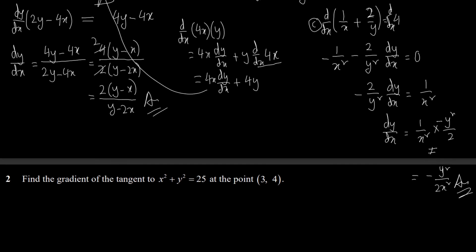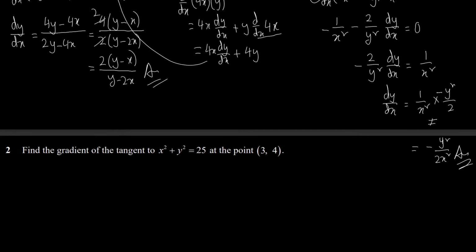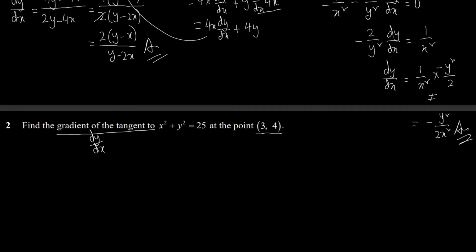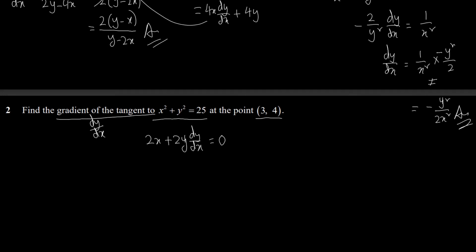Let's say, by using implicit differentiation, how we can find the gradient of a tangent. dy/dx is the expression of the gradient of the tangent, we know that, and the values of x and y are both given there. So let me differentiate that expression first with respect to x, then we will go from there: 2x plus 2y dy/dx, and the right side is 0.